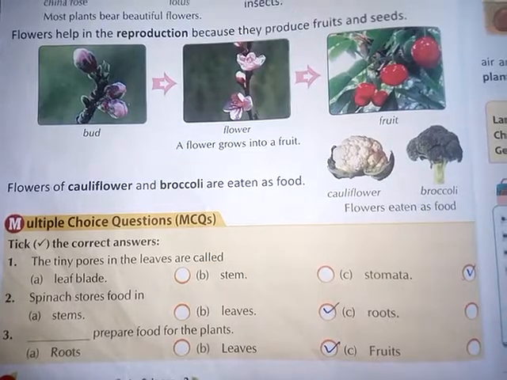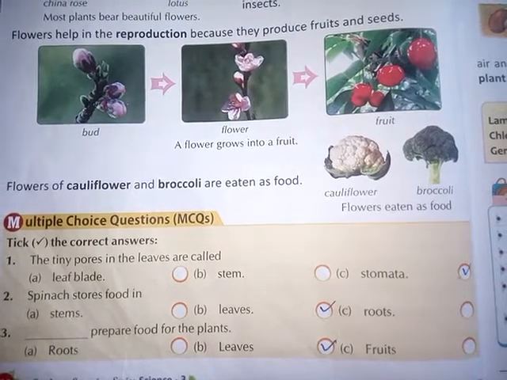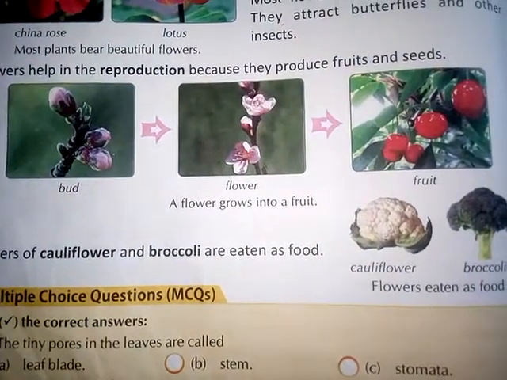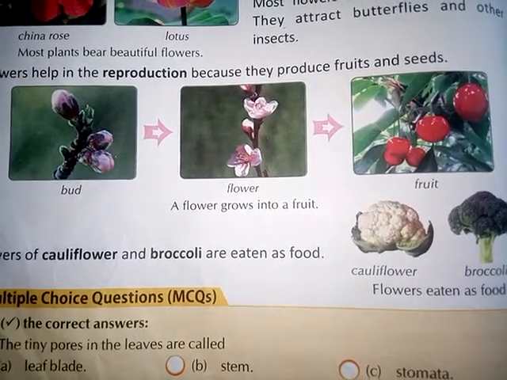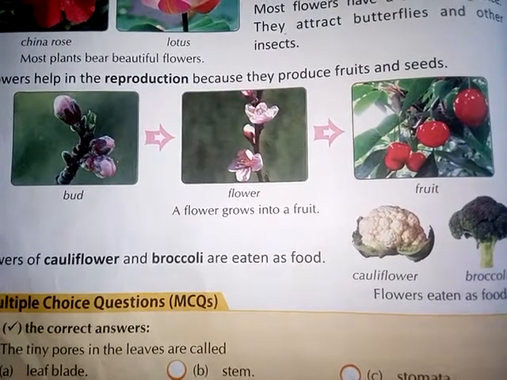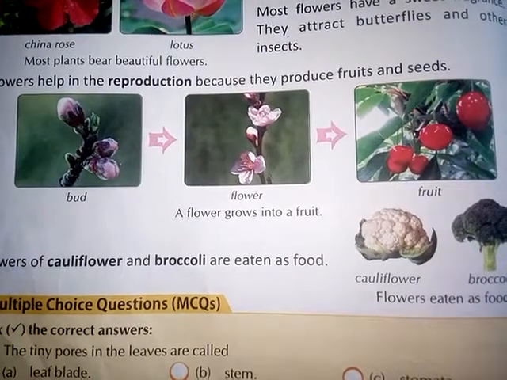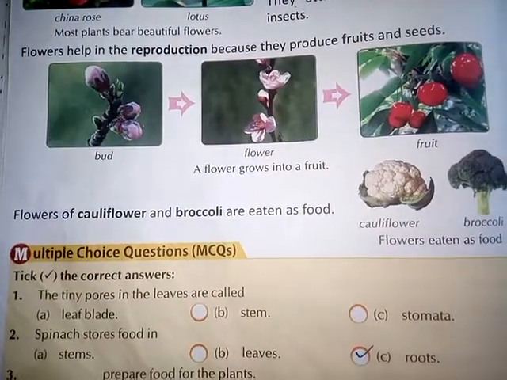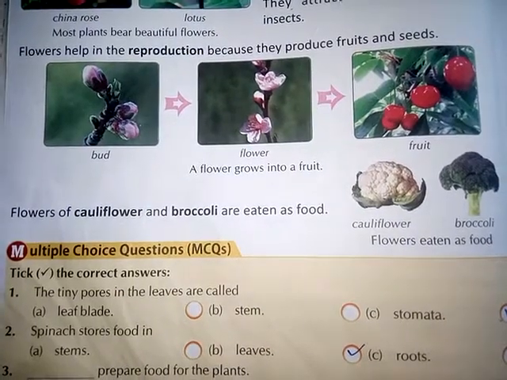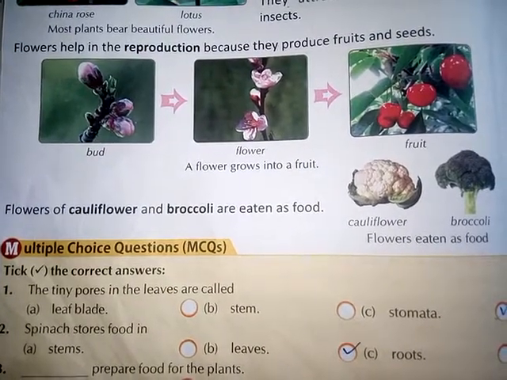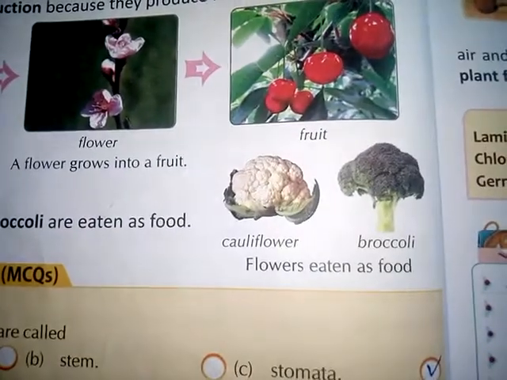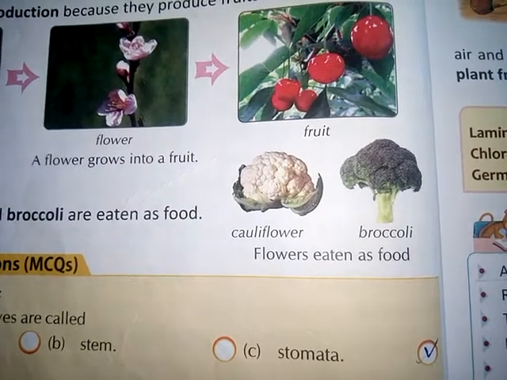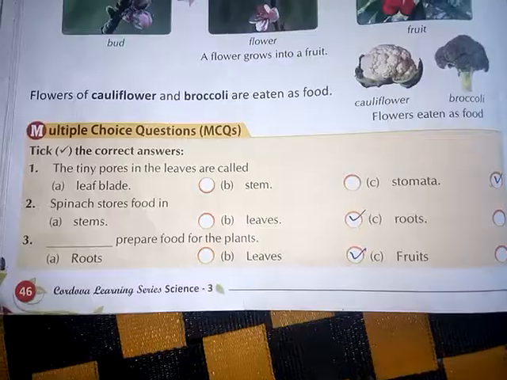Flowers help in reproduction because they produce fruits and seeds. Dear students, you can observe a flower grow into a fruit. First of all, we can observe a bud. After that it will turn into a flower, and after that it will turn into a fruit. Flowers of cauliflower and broccoli are eaten as food. In this picture you can observe flowers eaten as food. Cauliflower and broccoli we can eat as food.